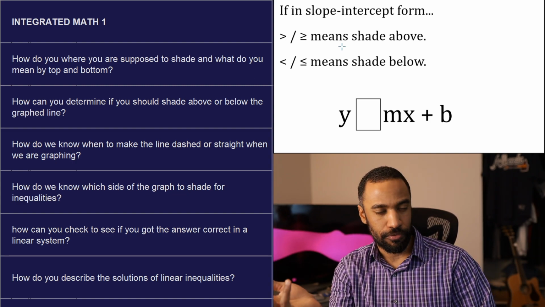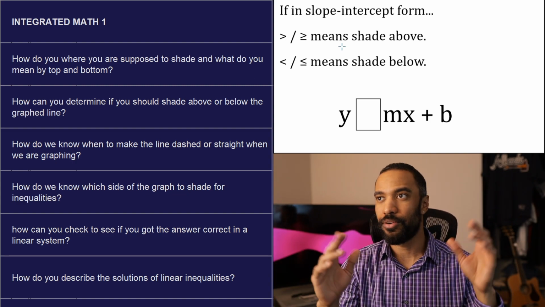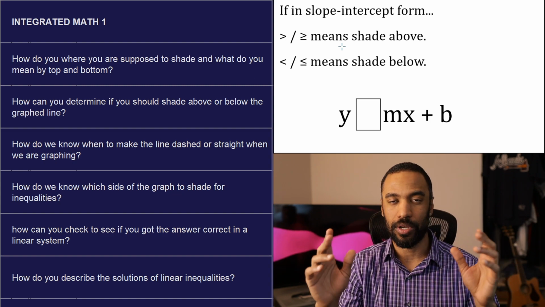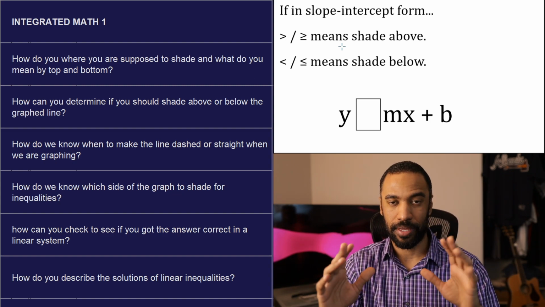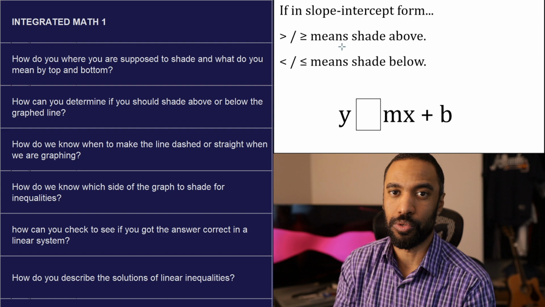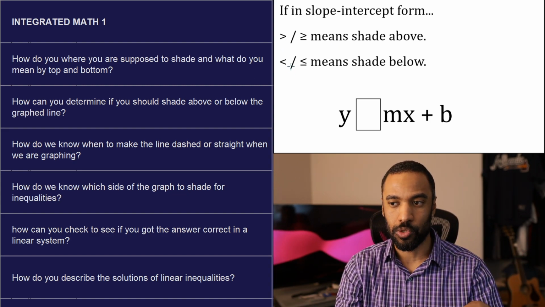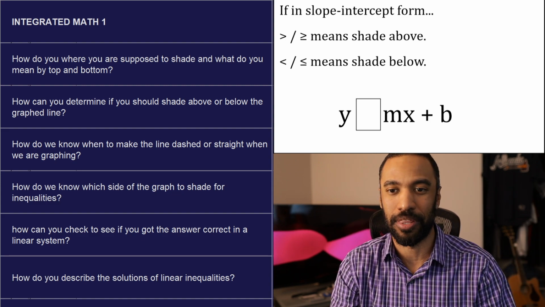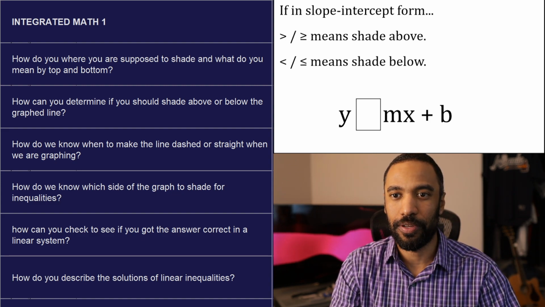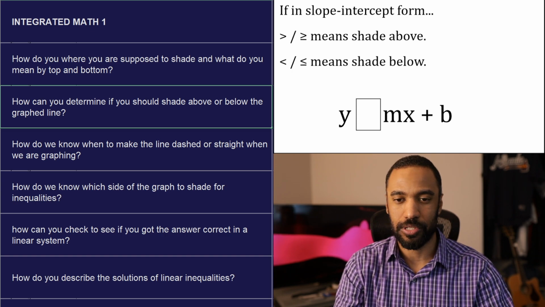If you're in standard form, or any other form, what you can do is test some point that's not on your line, and if it makes a true statement, you can shade on that side. I'm not going to write that for now, but I'll leave this one up, and if I need to add more, then I will. Okay, so hopefully that little shortcut of notes helps you there.